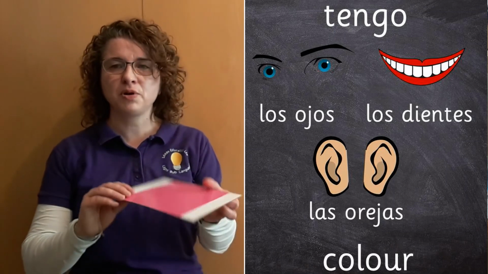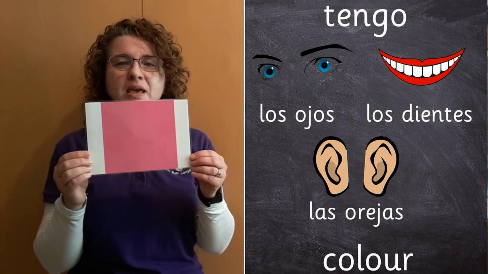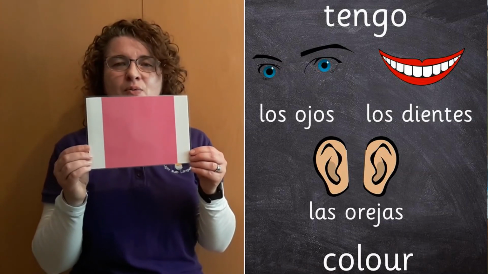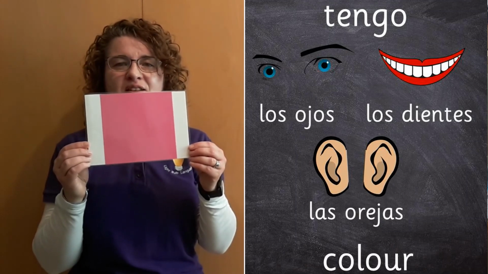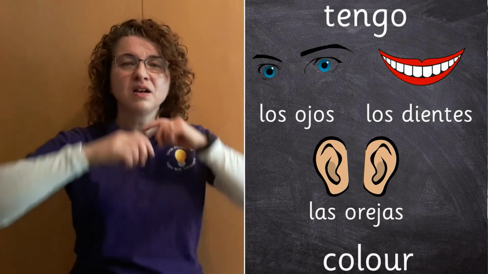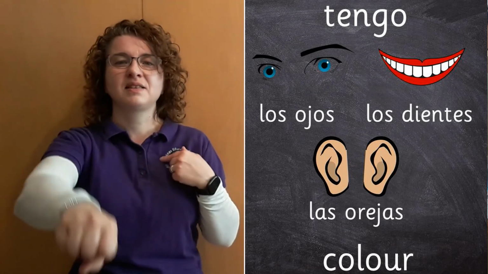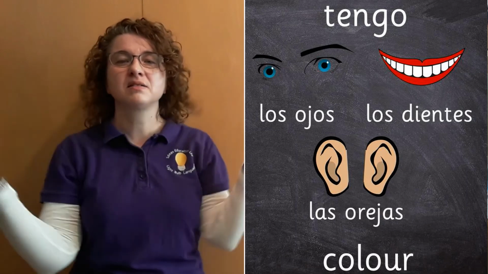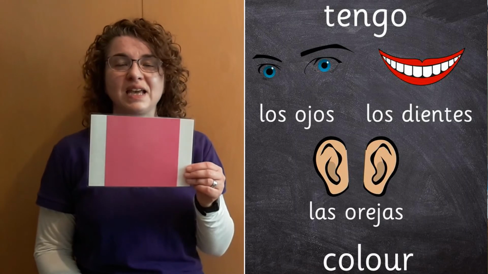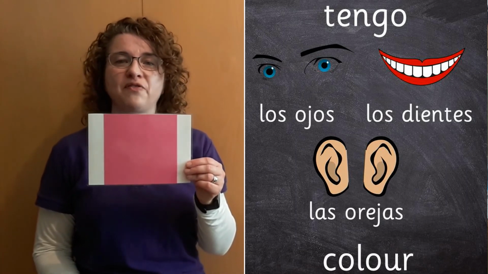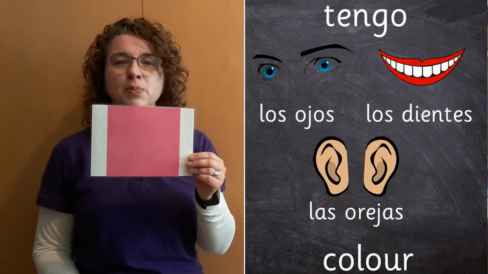And one more example. If you want to say, I have pink ears, what do we do for that one? Tengo las orejas rosas. So rosa already ends in an a. We don't need to change it to be feminine. And that ends in a vowel, so we add an s for it to be plural.